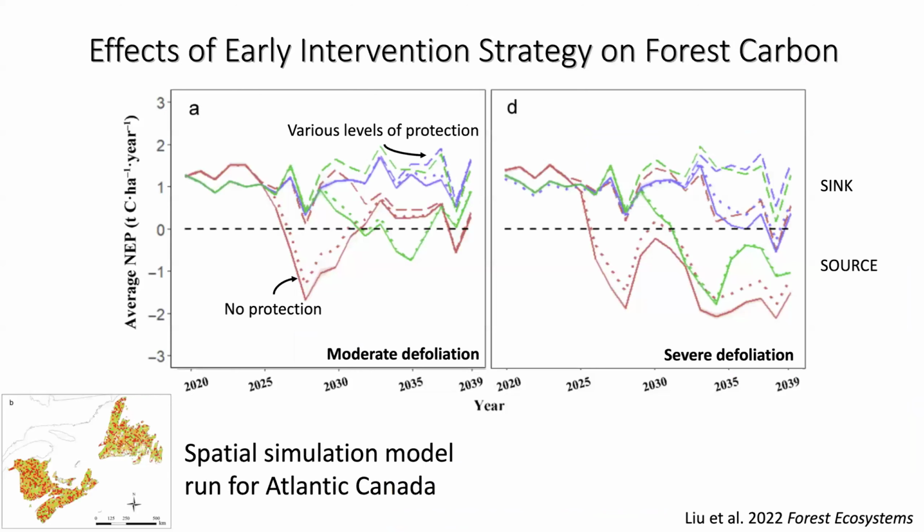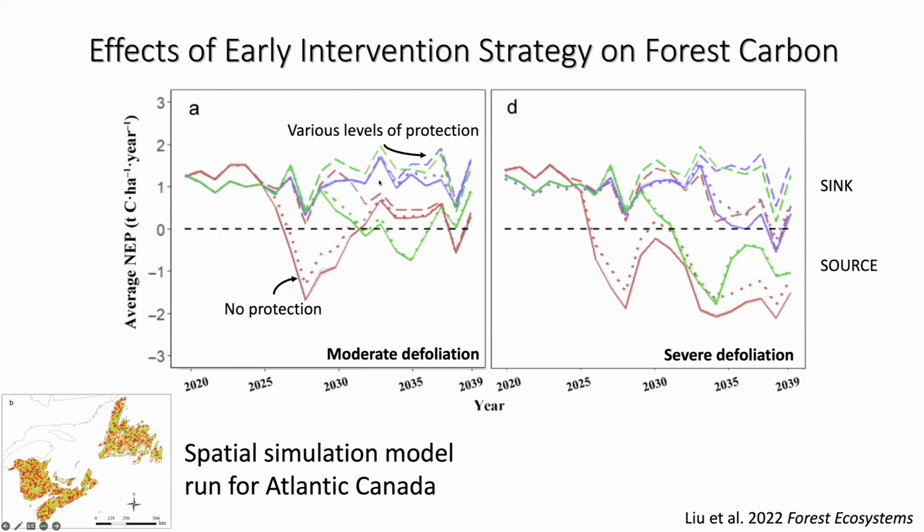From a carbon standpoint, this is a diagram that looked at what the implications are for carbon in our forests of treatment or no treatment. This is from a spatial simulation model run on Atlantic Canada. What they're modeling on the y-axis is the average net ecosystem production, our carbon budget. Anything below zero, the dashed line, is a source: you're emitting more carbon than you're sequestering. Anything above that line, you're sequestering more carbon than you're emitting.